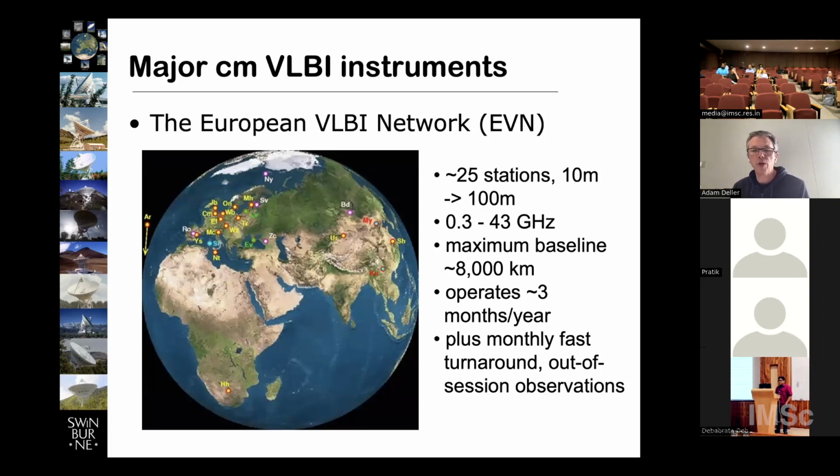It operates a few sessions per year for a few weeks at a time, plus some shorter turnaround sessions. And that's because each of these radio telescopes is not solely doing VLBI, they do their own other observing, including pulsar timing for some of them, for a lot of the year, and only come together to act as a VLBI instrument for some part of the year.